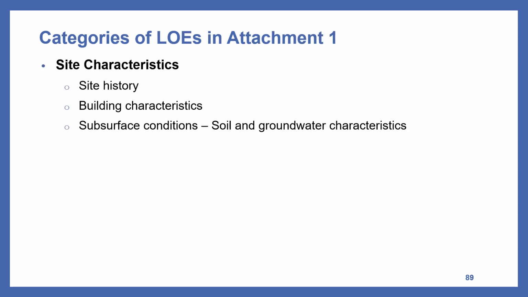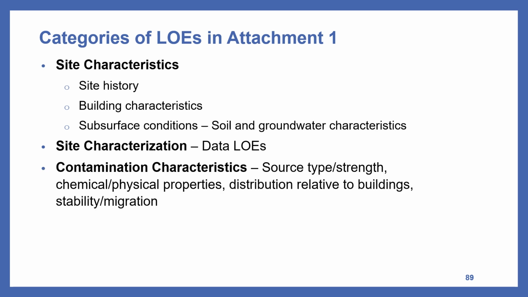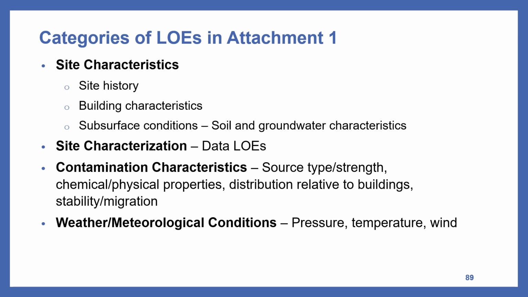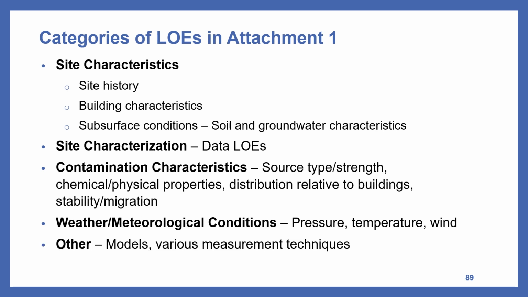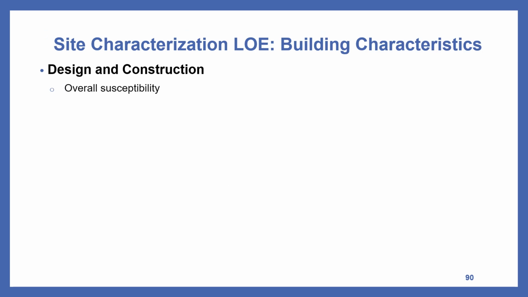The lines of evidence attachment describes a number of LOEs, and we've grouped them into the following categories. Site characteristics, which includes aspects of the site history, the building condition, subsurface conditions. The site characterization LOE, which is really the soil gas and the groundwater data and/or air data. Contamination characteristics: is the source a dilute solution or was it actually non-aqueous phase liquid that was released? Contaminant properties. Weather, meteorological conditions, and then we cover a number of other LOEs such as the use of models, and other measurement techniques.